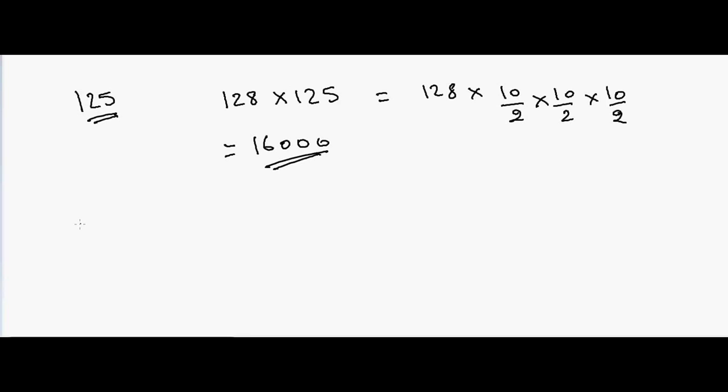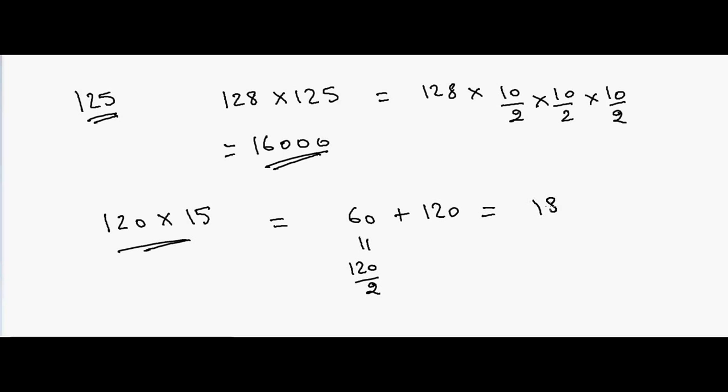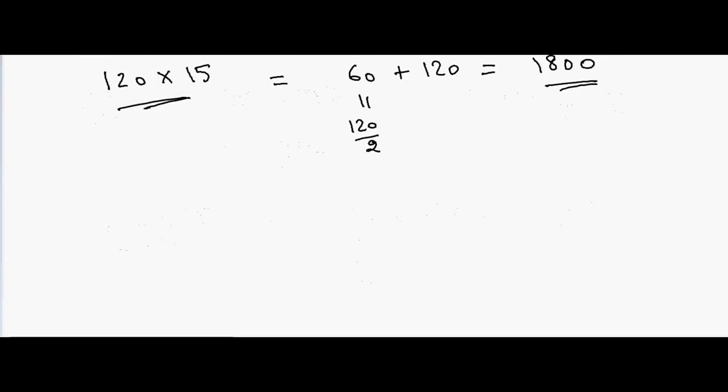Now let's do another thing. If we have to multiply 120 by 15, how will I do that? In that case, what I'll do is I'll take half of 120. Half of 120 is 60, and then I'll add that to 120. So this is equal to 120 plus 60, right? So that will be equal to 180. Then I put one more 0 in the end. So that's my answer.